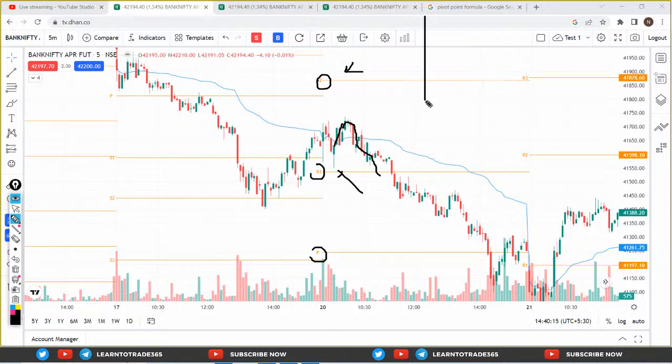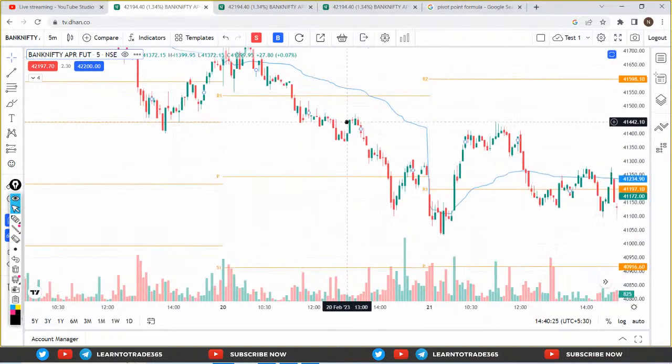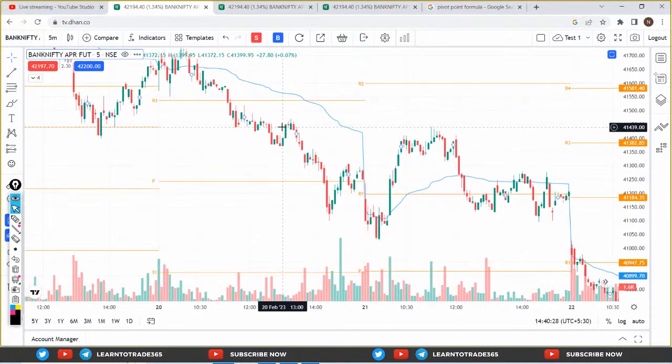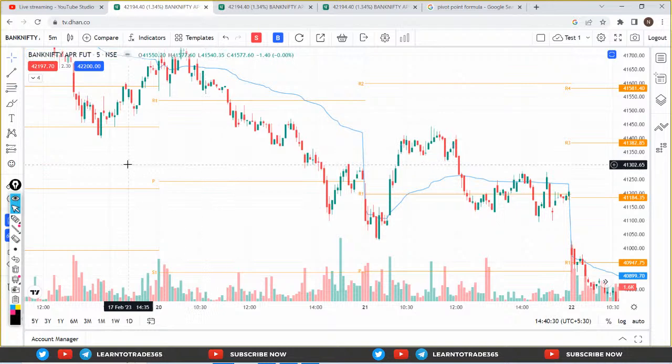R1, already price is in a downtrend, so resistances are easily getting crossed. Price is trying to continue to move down. This is one main reason, if you focus more on the trend, it can be better here. This is one more important thing.